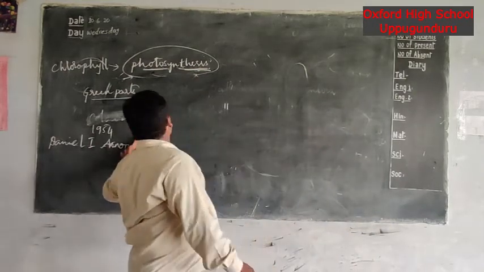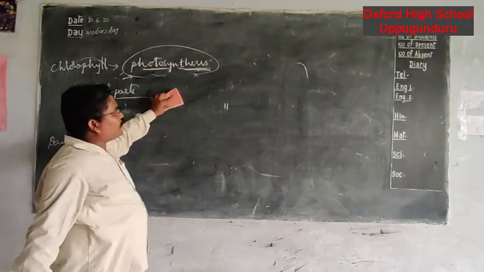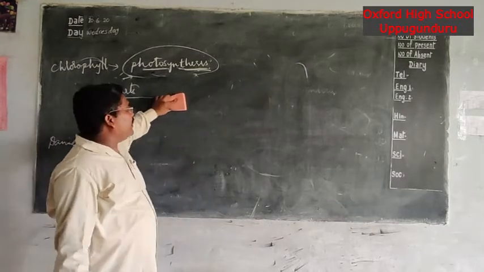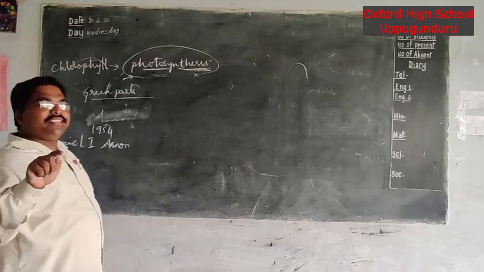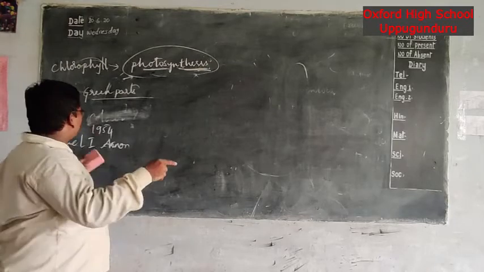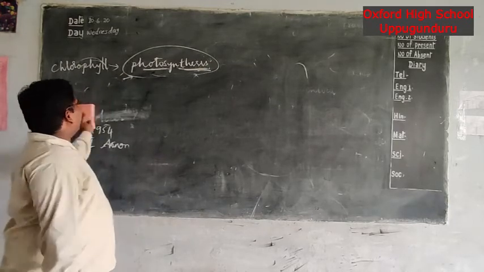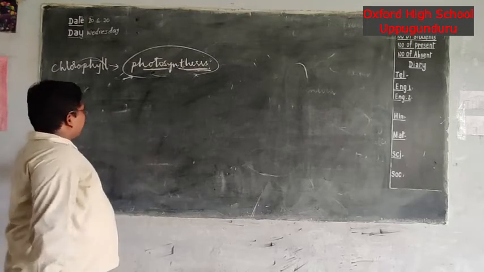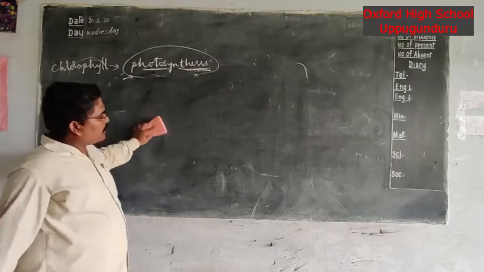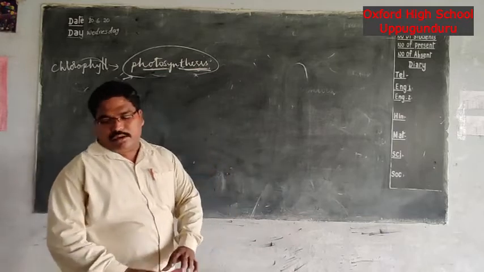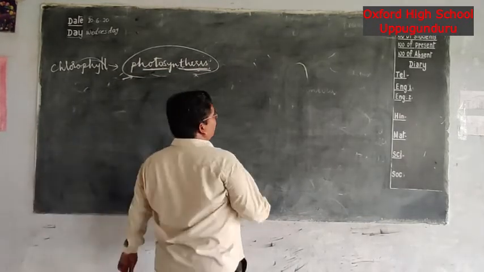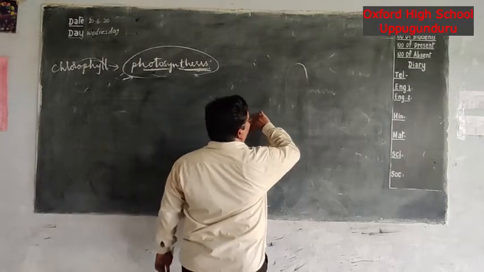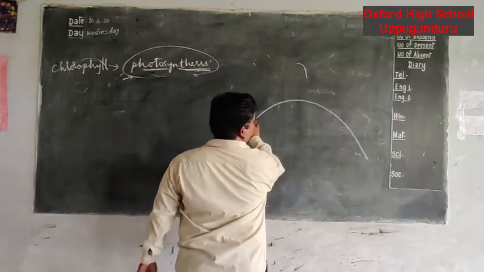Dear students, so chlorophyll was discovered and isolated by Pelletier and Caventou in 1817. The exact location of chlorophyll was discovered by Julius von Sachs in the year 1883. Now, the structure of the chloroplast. Chloroplast is a membranous structure.